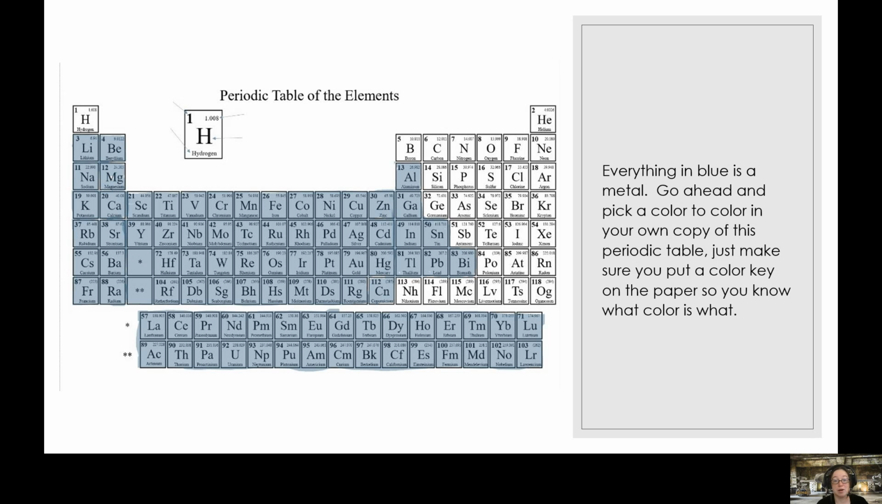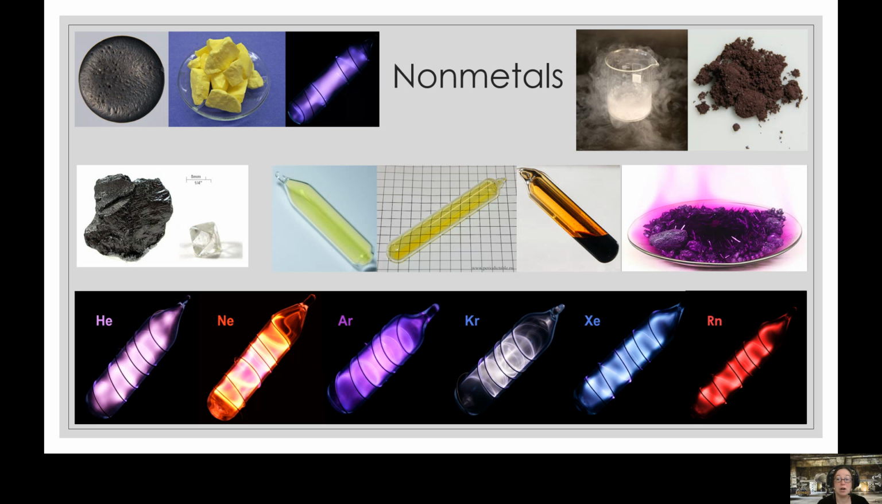All right, now let's look at nonmetals. Nonmetals are on the right-hand side of the periodic table. Many of these elements are gases at room temperature, like nitrogen and oxygen, and most of the halogens and all of the noble gases. The photos in this slide actually represent every single one of the nonmetal elements in the table, and they're grouped together based on where they're at on the table.